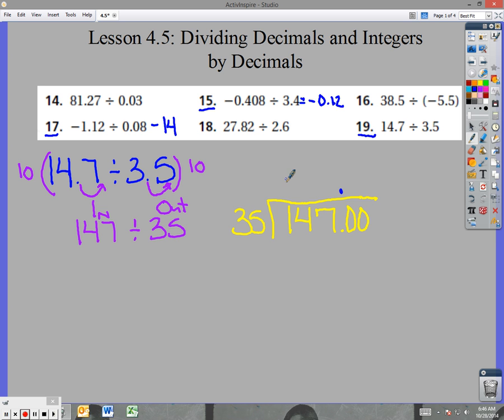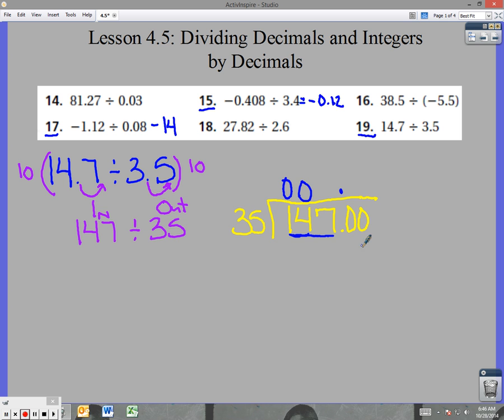I'll begin to ask myself these questions. Does 35 go into 1? No. Does 35 go into now 14? No. Does 35 go into 147? Well, yes, it does. Now, I could do a couple things. I could go over here to the left because let's say I'm not really sure, I'm not good with multiplying my multiples of 35. I know 35 times 2 gives me 70, and 35 times 4 would just double that. Wouldn't that give me 140?